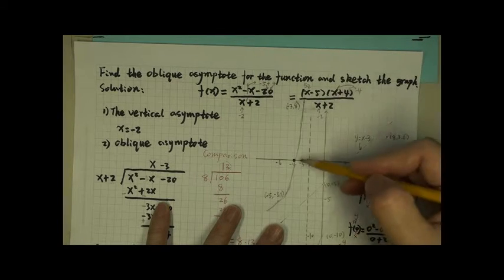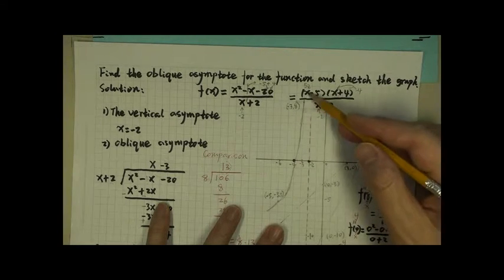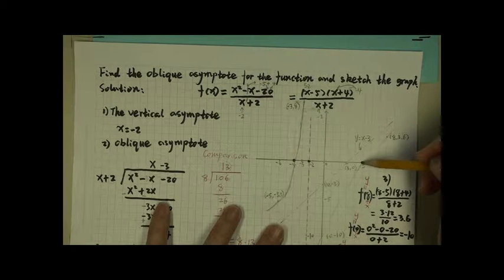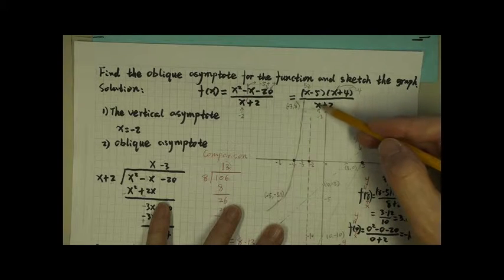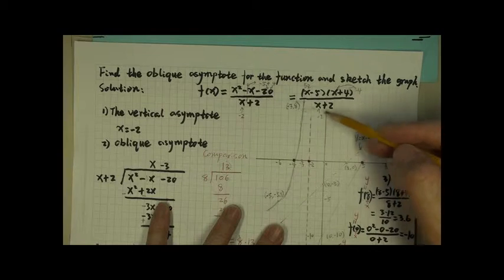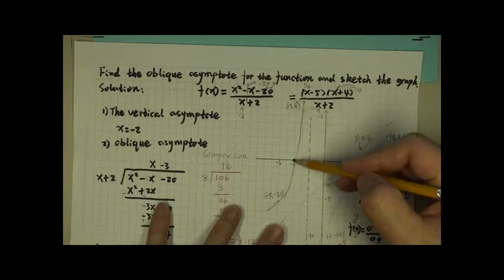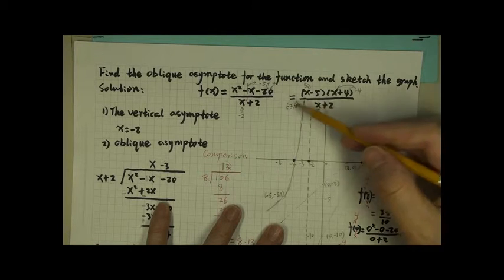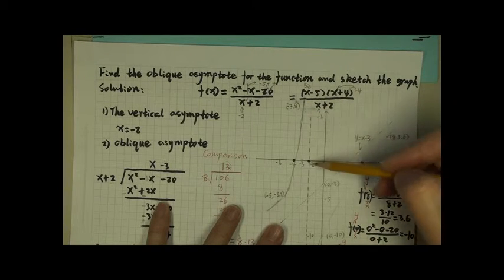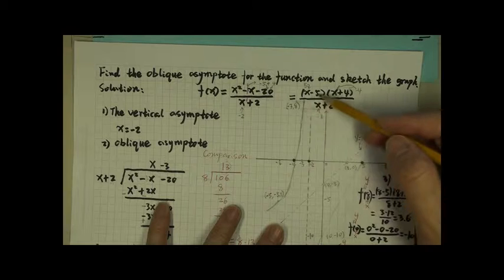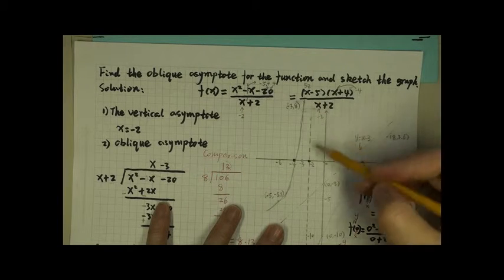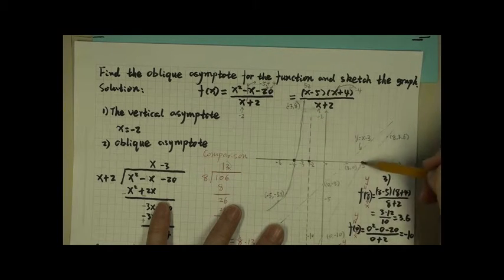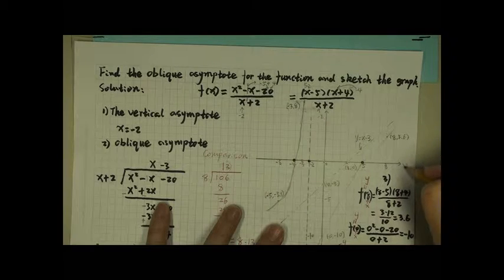X equals negative 4 is right here. X equals 5 is here. And negative 2 is a vertical asymptote. You basically have 3 points: negative 4, negative 2, and 5. Those 3 points divide the x-axis into 4 parts.